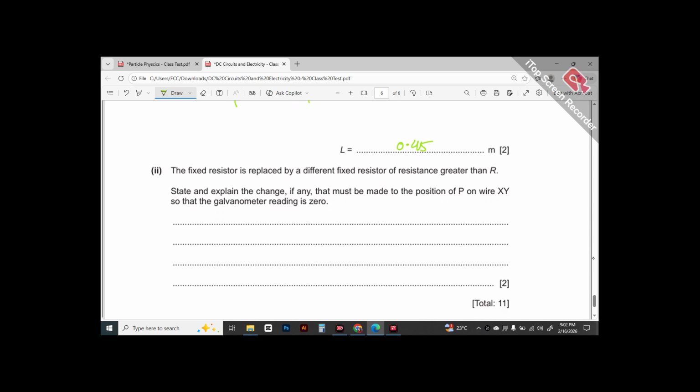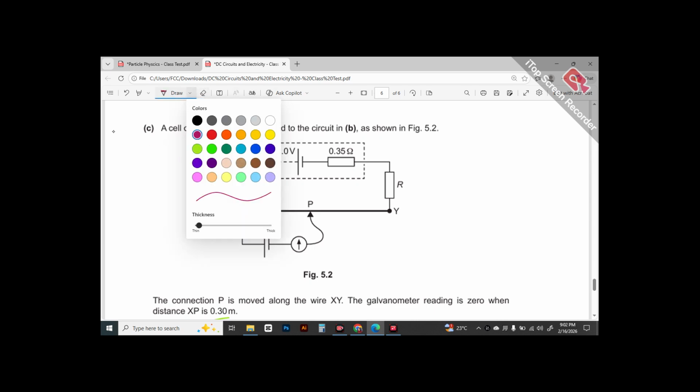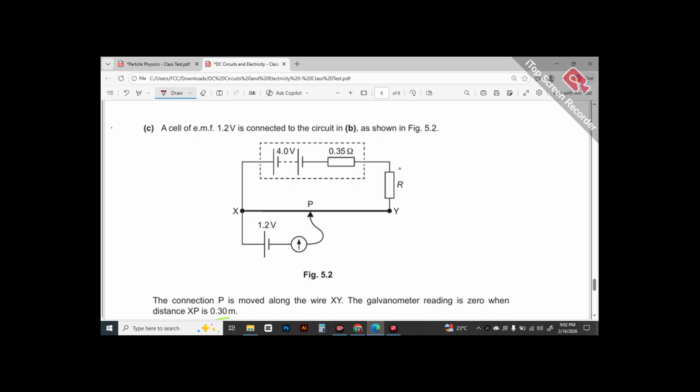Then they are saying that the fixed resistor is now replaced by a different fixed resistor whose resistance value is greater. State and explain the change, if any, that must be made to the position of P on the wire so that the galvanometer's reading is 0. Until now the galvanometer was giving zero deflection at a certain length which we had calculated, 0.45 meters, when you had a certain value R of resistor connected. Now they say that in the same circuit you have changed the fixed resistor and connected a fixed resistor of greater value.